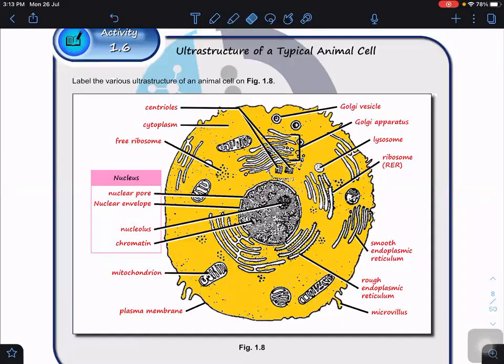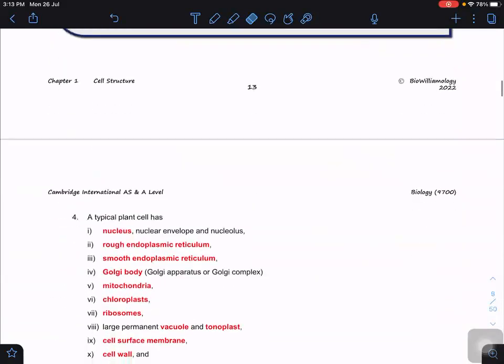Okay, can you differentiate now? Do you need time? Okay, you need time to differentiate. Okay, so we're done with the animal parts, the typical animal cell. Now, let us look at the plant cells.